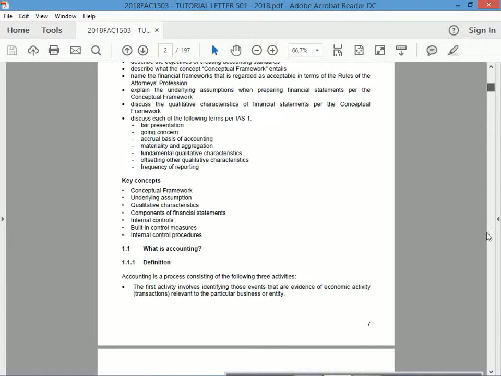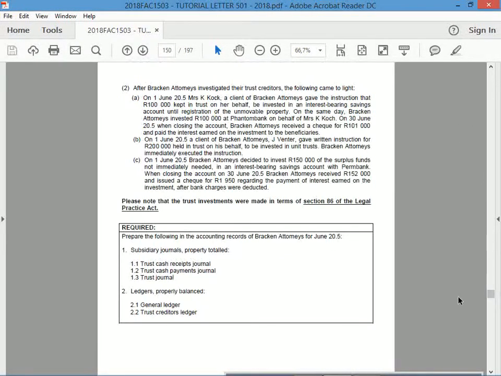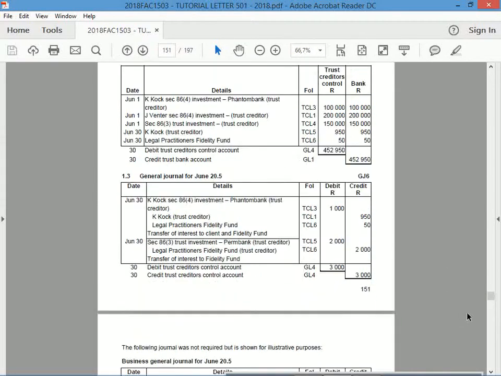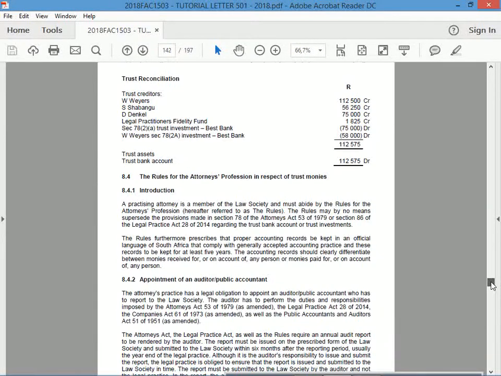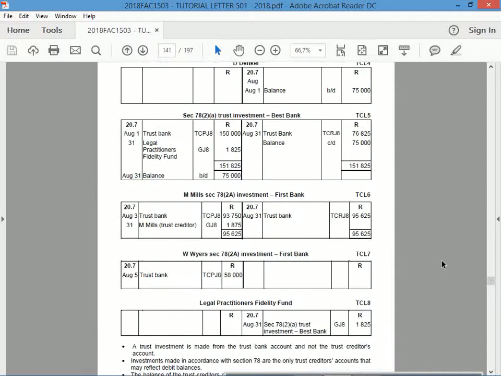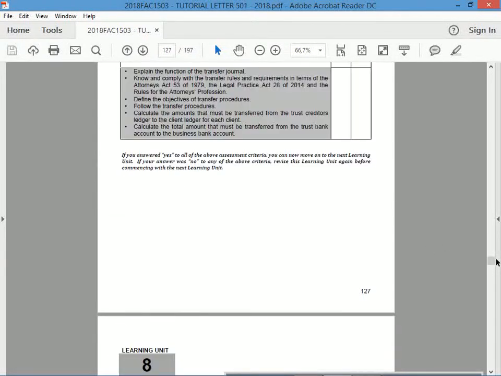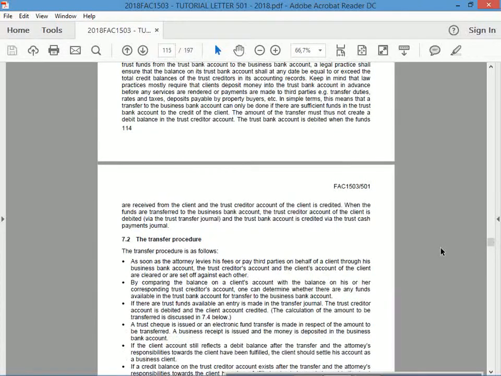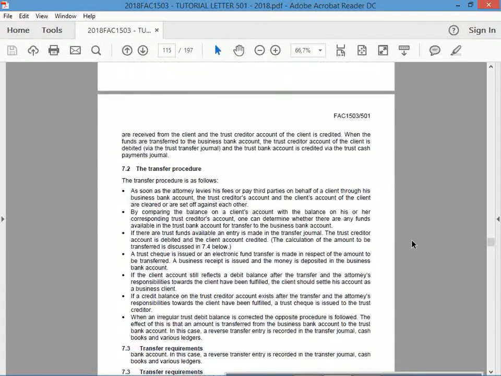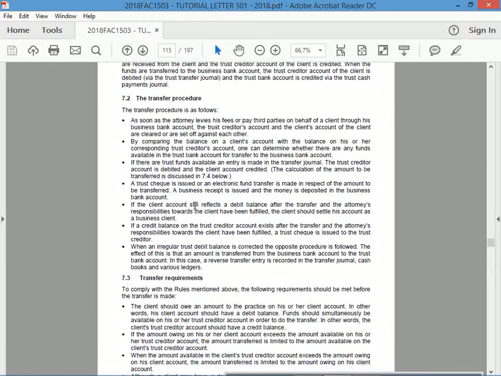Learning unit 7, and the last bit we covered 2 weeks ago was looking at that transfer. The rules are the rules, we just need to follow them, and you obviously have to be familiar with when you are allowed to transfer amounts and when you aren't. The procedure is quite straightforward.